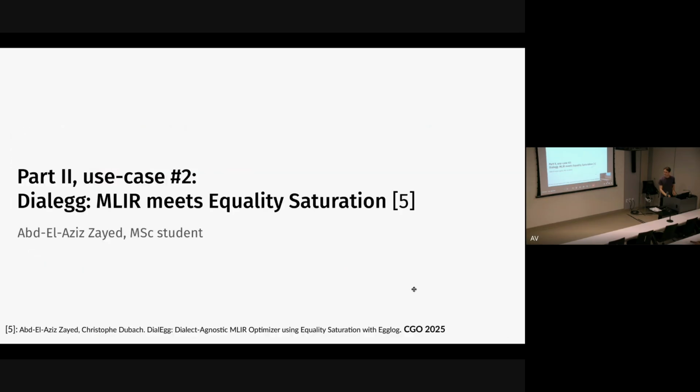Next one, how am I doing with time? How much more time do I have? 15. Okay, so I'll speed through this use case to reach the machine learning part of the talk. Let me try to do that.